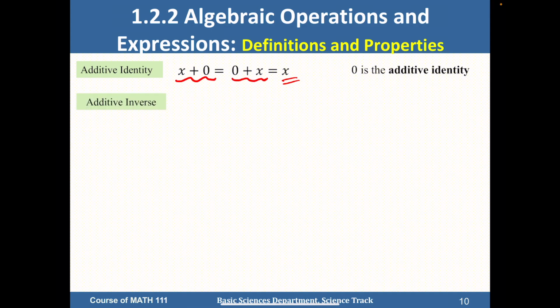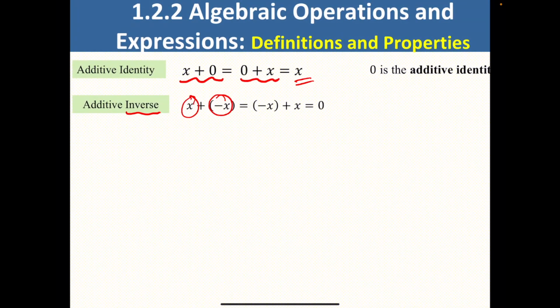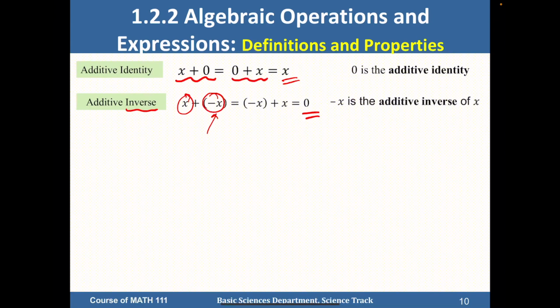And the additive inverse: what is the value that I add to x to give me 0? If I add negative x to x, it will give me 0. So negative x is the additive inverse. The difference of real numbers is x minus y.